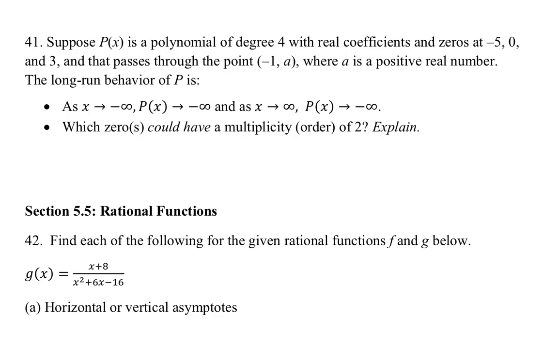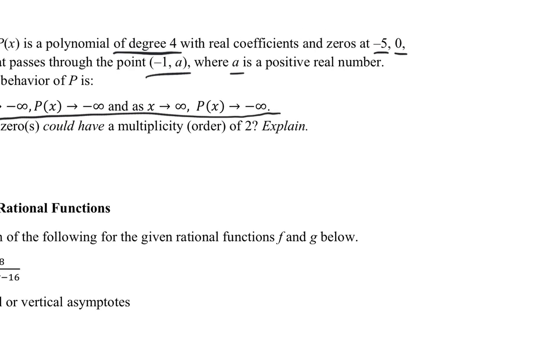Perfect. Moving on to number 41, we want to suppose p of x is a polynomial with degree 4, with real coefficients, zeros at -5, 0, and 3, passes through this point where a is a positive real number, and the long-run behavior of p is this. And we want to figure out which zeros could potentially have a multiplicity of 2.